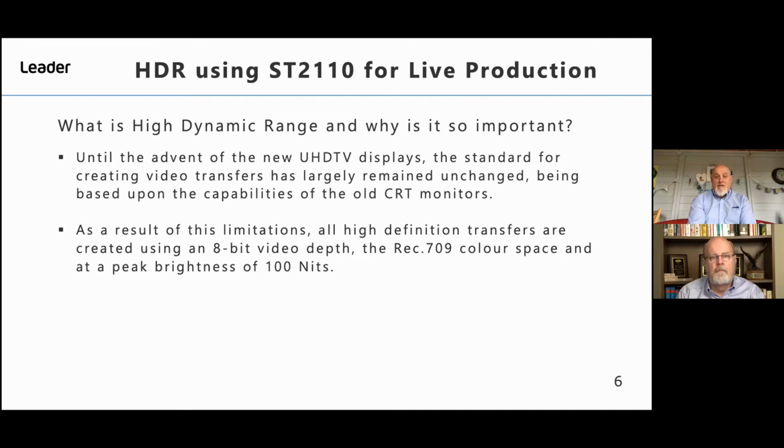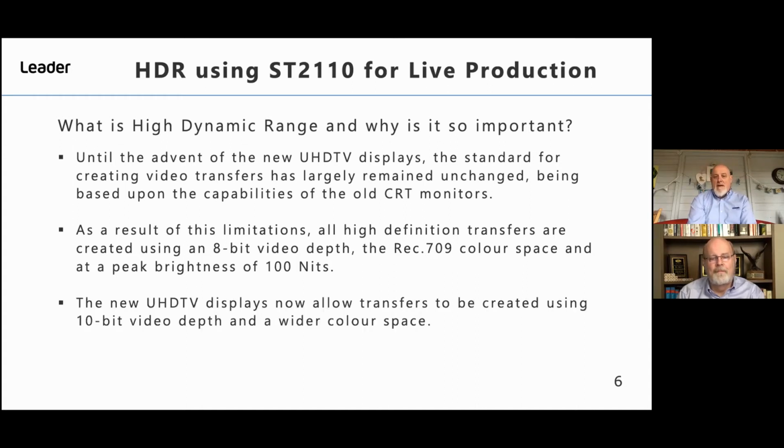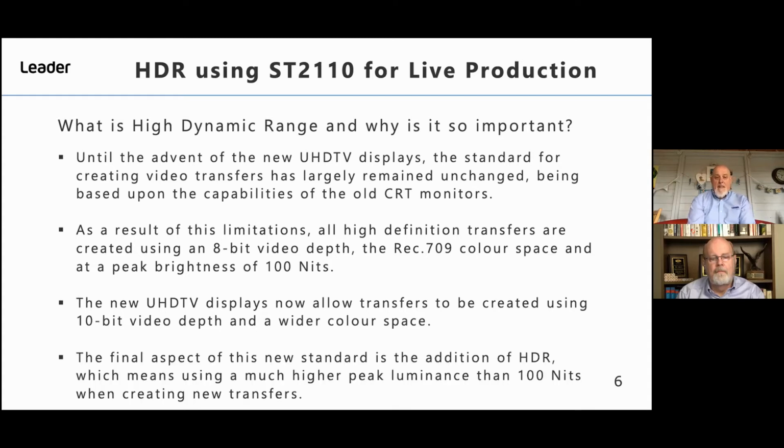As a result of these limitations, all high definition transfers were created using 8-bit video depth, 709 color space, and a peak brightness of 100 nits. Lots of people are shocked that we didn't change when we went to HD, but that's where we kept it. But with the new UHD displays, we're looking at 10-bit depth and a wider color space. And the final aspect is the introduction of high dynamic range, which means we can use a peak luminance much higher than 100 nits to create these transfers.